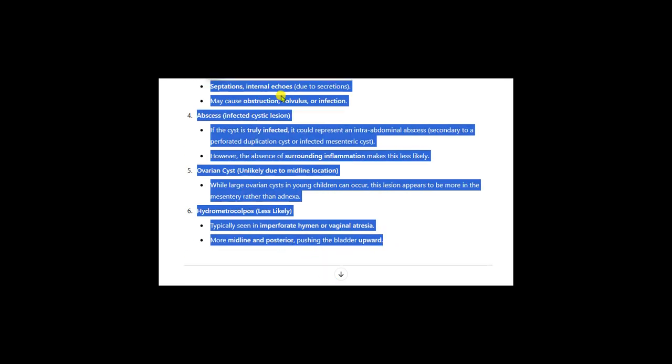Omental or mesenteric lymphangioma can present as large, thin-walled, septated cystic masses. Typically non-tender, but if infected or hemorrhagic, can cause pain, fever. Duplication cyst, enteric or colonic, often located in the small bowel mesentery. Septations, internal echoes, due to secretions. May cause obstruction, volvulus, or infection.